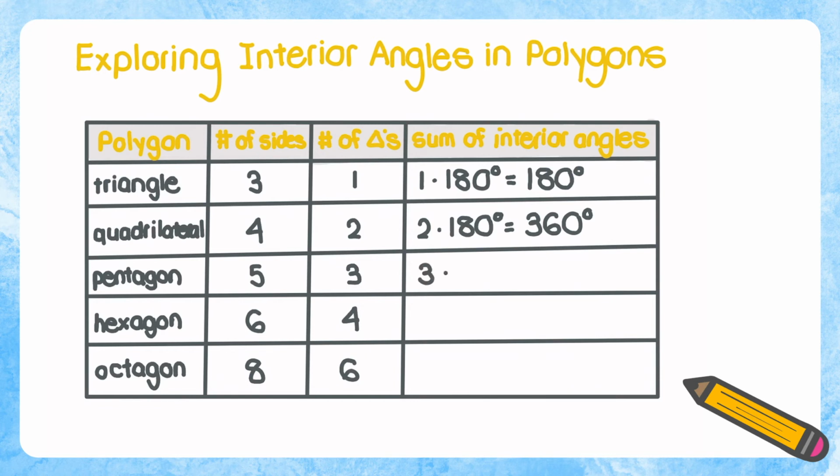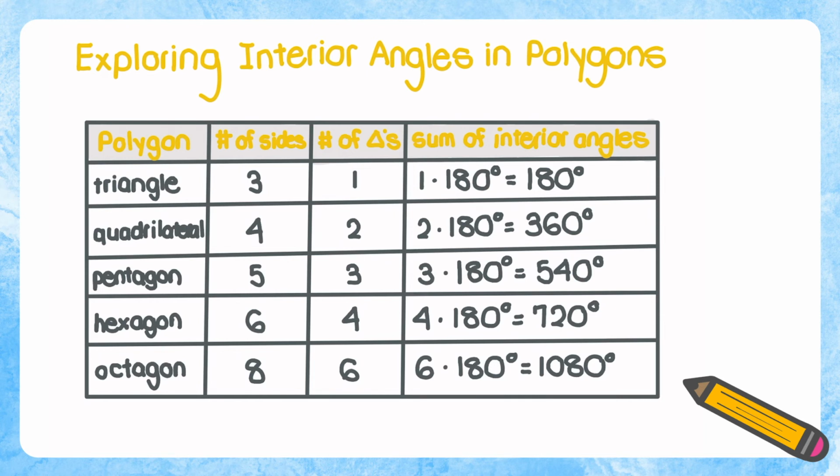For a pentagon, there were 3 triangles, so 3 times 180 degrees equals 540 degrees. The interior angles of a pentagon sum to 540 degrees. Using the same idea, go ahead and find the sum of interior angles of hexagons and octagons, and press play when you're ready to compare answers.